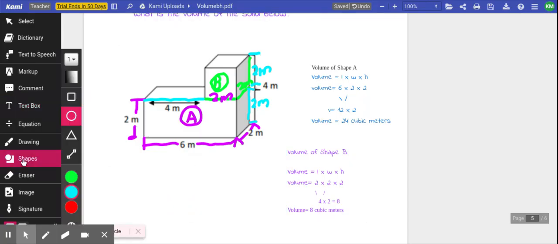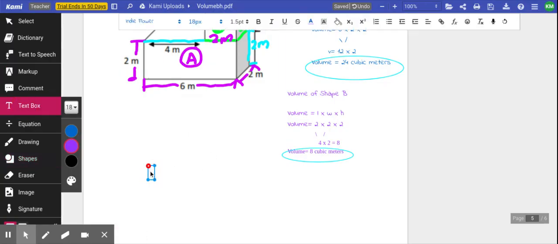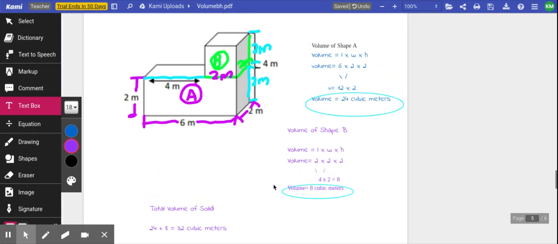So now we're going to add together the volume of shape A with the volume of shape B to get the total volume of this solid. So we would write total volume of solid. We would add 24 plus 8. And when we add that together, that will give us the total volume of the shape. 24 plus 8 gives us 32. So we write 32 cubic meters. That is the total volume of the prism that we see in front of us.